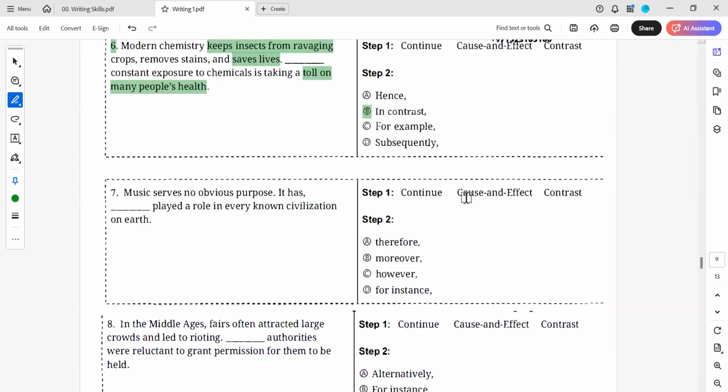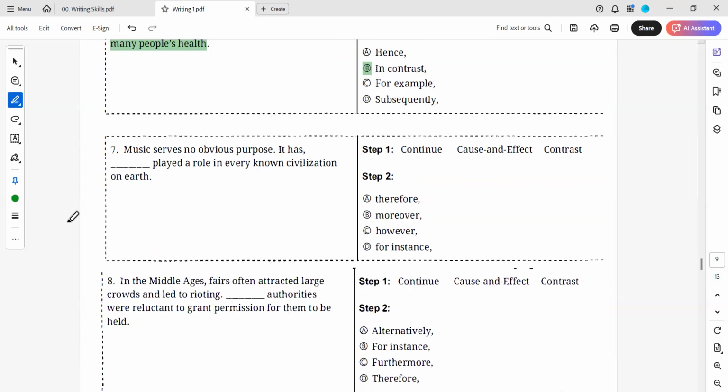That's it. Okay, let's play the same game again. Okay, here we have seven, two ideas. We need to determine the relationship between them. Okay, question seven, 50 seconds. Go ahead.